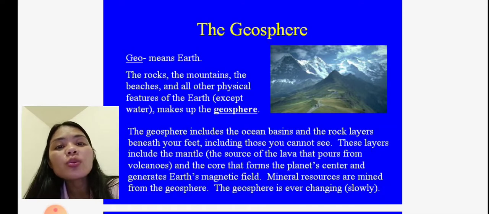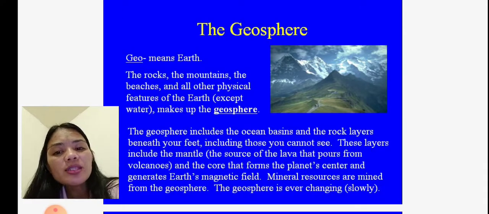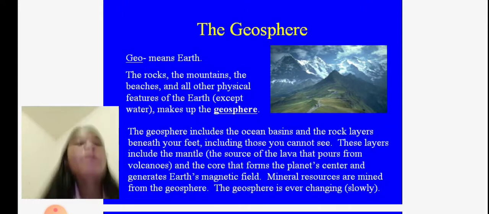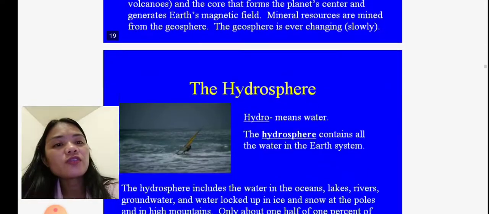Yung soil, it supports the growth of plants. It contains the solid portion, a mixture of weathered rocks and organic matter from decayed plants and animals. Air and water also occupy the open space between solid particles. Next. So, that is the geosphere.